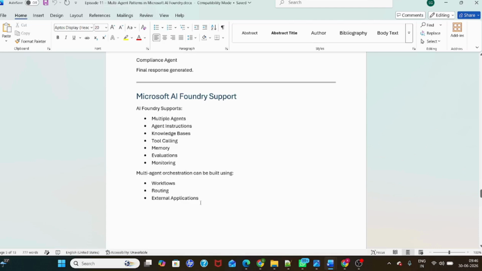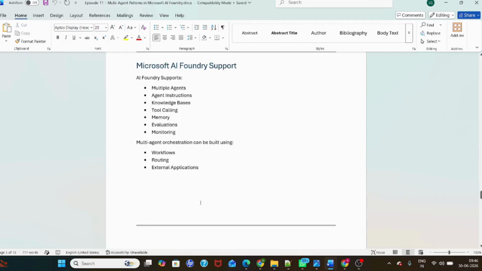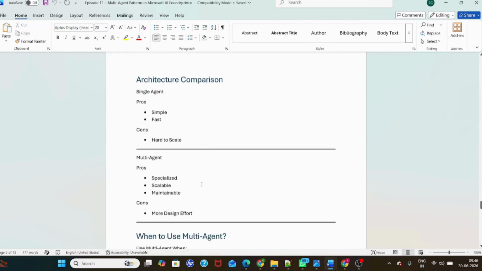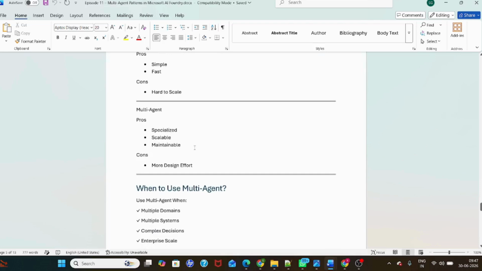So in multi-agent, we understood how agents collaborate, how agents delegate, and what patterns we can use to manage the multi-agent framework: either the debate pattern, reviewer pattern, supervisor, or router. The router especially, you should remember. The single agent is simple and fast. Multi-agent means specialized and scalable, because you are doing things individually, just like microservices, right? Individual responsibility. In a similar way, it is a specialized agent.